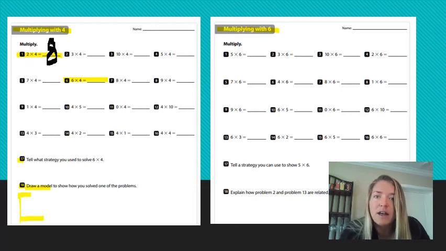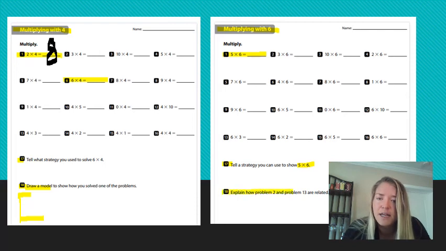Moving on to the next page where we're multiplying with 6, it's going to be exactly the same thing, just with different numbers. You're going to either skip count, draw an array, draw a picture, and then for number 17, you're going to tell me what strategy you used to solve 5 times 6. So that's right here for number 1, 5 times 6. What strategy did you use? Write it down.